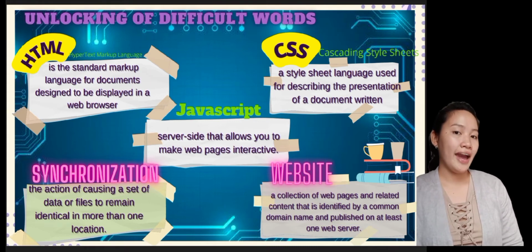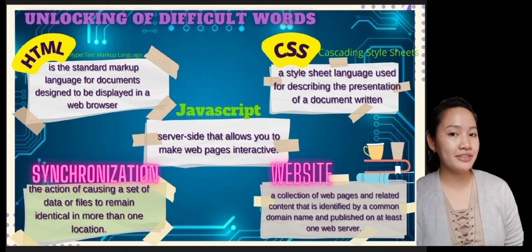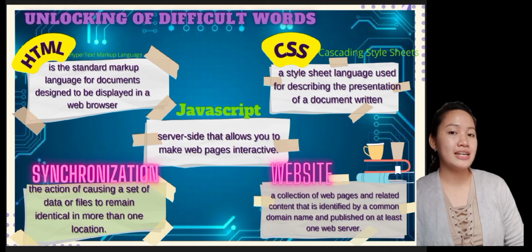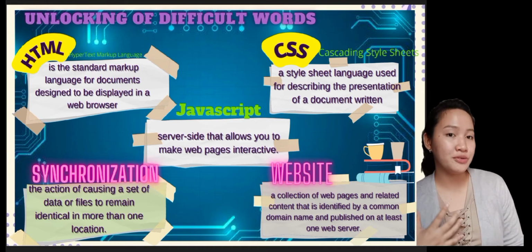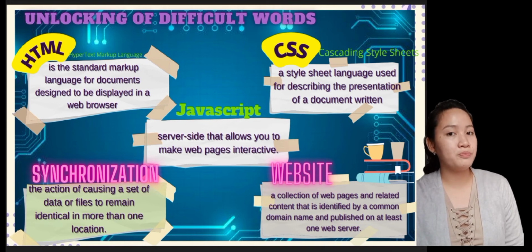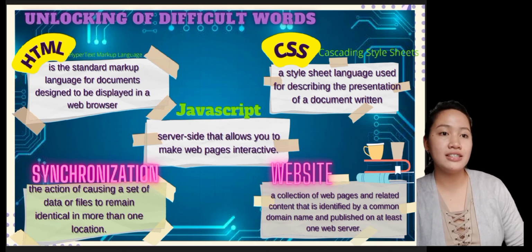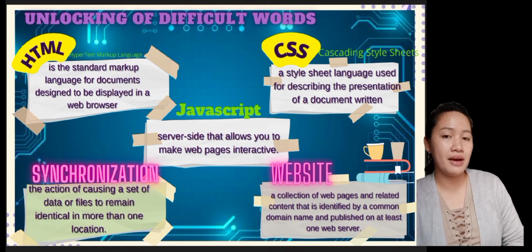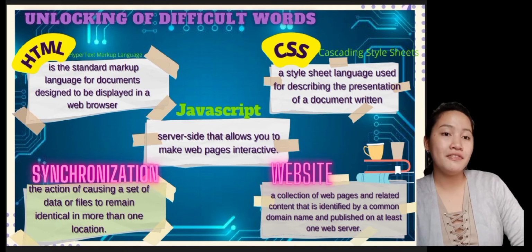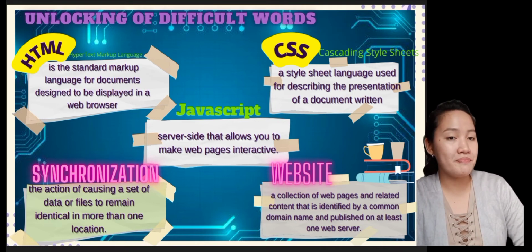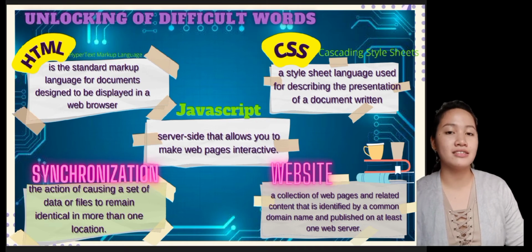First, the HTML, or Hypertext Markup Language, is the standard markup language for documents designed to be displayed in a web browser. Second, CSS, or Cascading Style Sheet, a style sheet language used for describing the presentation of a document written. The third one is JavaScript, which allows you to make a web page interactive.